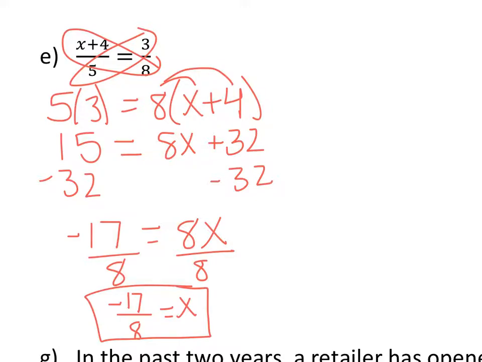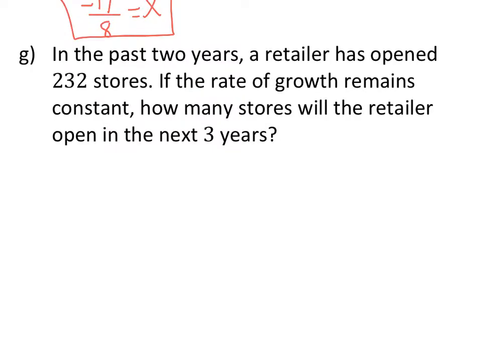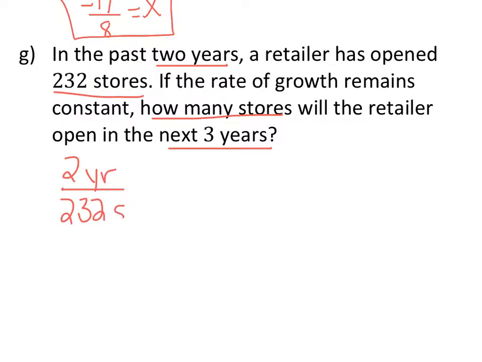Letter G. In the past 2 years, a retailer has opened 232 stores. If the rate of growth remains constant, how many stores will the retailer open in the next 3 years? So we had 2 years and 232 stores. I'm going to set up a proportion. First is my ratio, 2 years to 232 stores. I'm also given 3 years. I'm going to line up 3 years so it's on the top to match with my 2 years, which means x would go on the bottom.